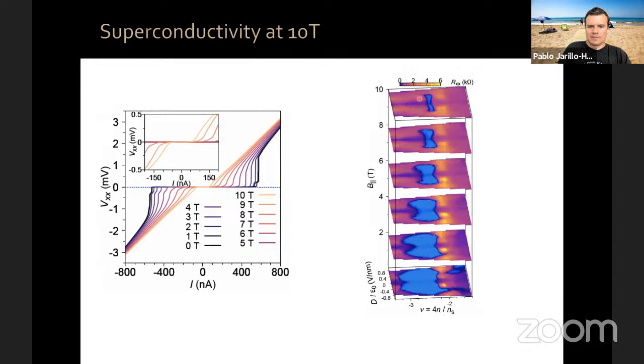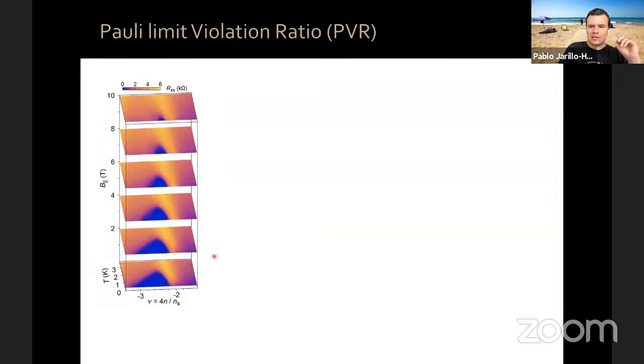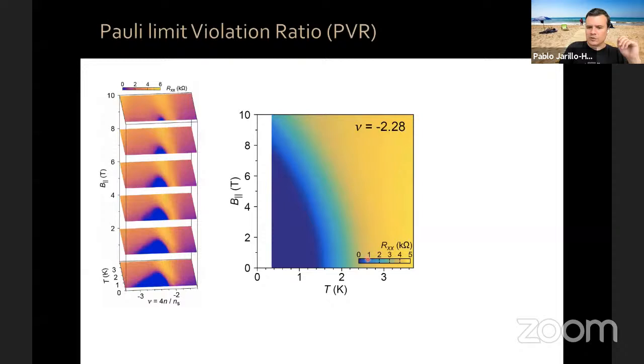In order to see by how much we violate the Pauli limit, we need to do temperature-dependent measurements. So we can measure here at optimal displacement field as a function of filling factor or density. This is the usual superconducting dome. Now we can measure the superconducting dome as a function of parallel magnetic field, and we see that at 10 Tesla, there's still a finite superconducting dome. To do this continuously, we can pick a particular density and do temperature dependence and parallel magnetic field dependence continuously.